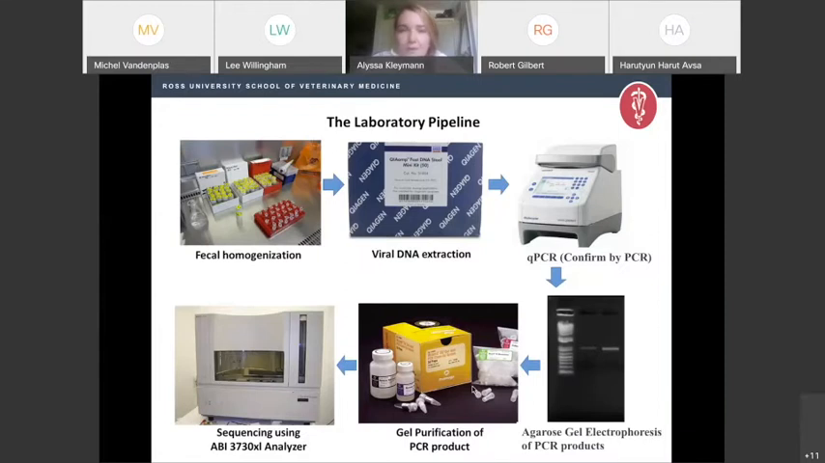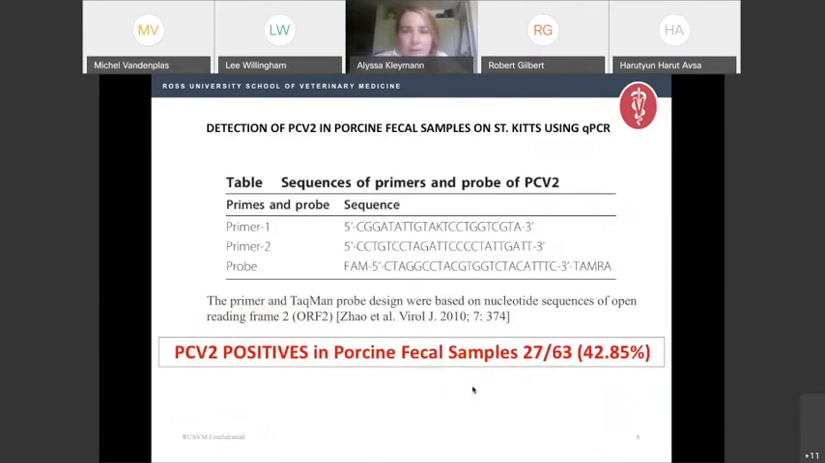And now I will move into the specific primers that were used for both the qPCR and then the conventional PCR. So here we see the primer and TaqMan probe that were designed based on nucleotide sequences of open reading frame 2. And with qPCR, we detected 27 positive PCV2 samples from 63 fecal diarrheic samples.